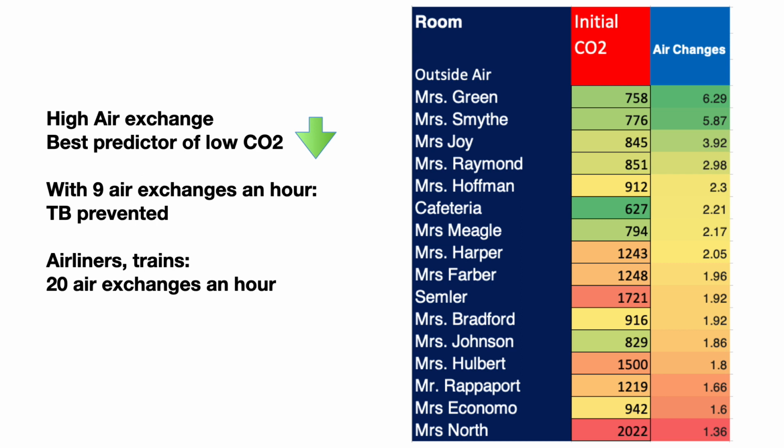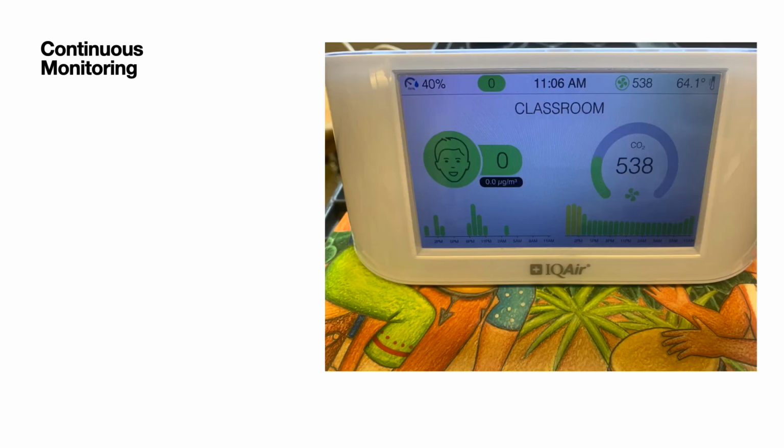When Dave and I took the flow meter and put it into an open window, it showed as much ventilation coming into that classroom as if we had put in another ventilator. And to be clear in terms of metrics here, at 9 air exchanges an hour in a hospital, you totally prevent tuberculosis. Airliners and trains, one of the reasons they've proven so safe, is you get 20 air exchanges an hour. Dave has these wonderful units here now that you can put into your individual classrooms.